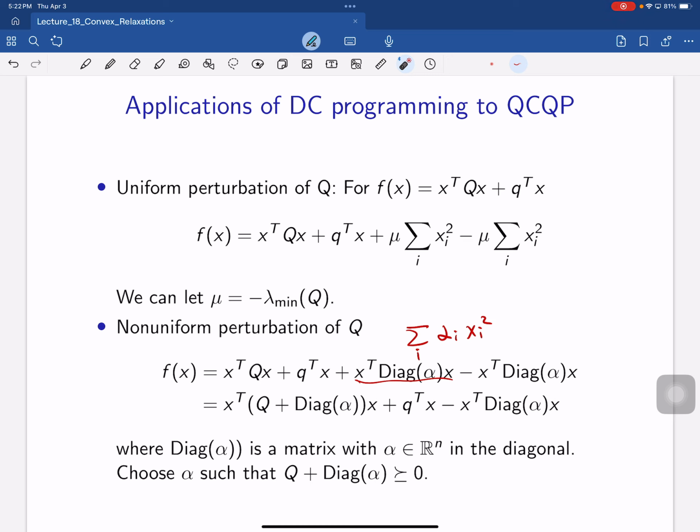Okay. Now in this case, in order to choose a good alpha, essentially you want to satisfy this particular PSD constraint, right? Q plus the diagonal matrix alpha is PSD. And as long as this holds, it will give you a valid relaxation. Okay.